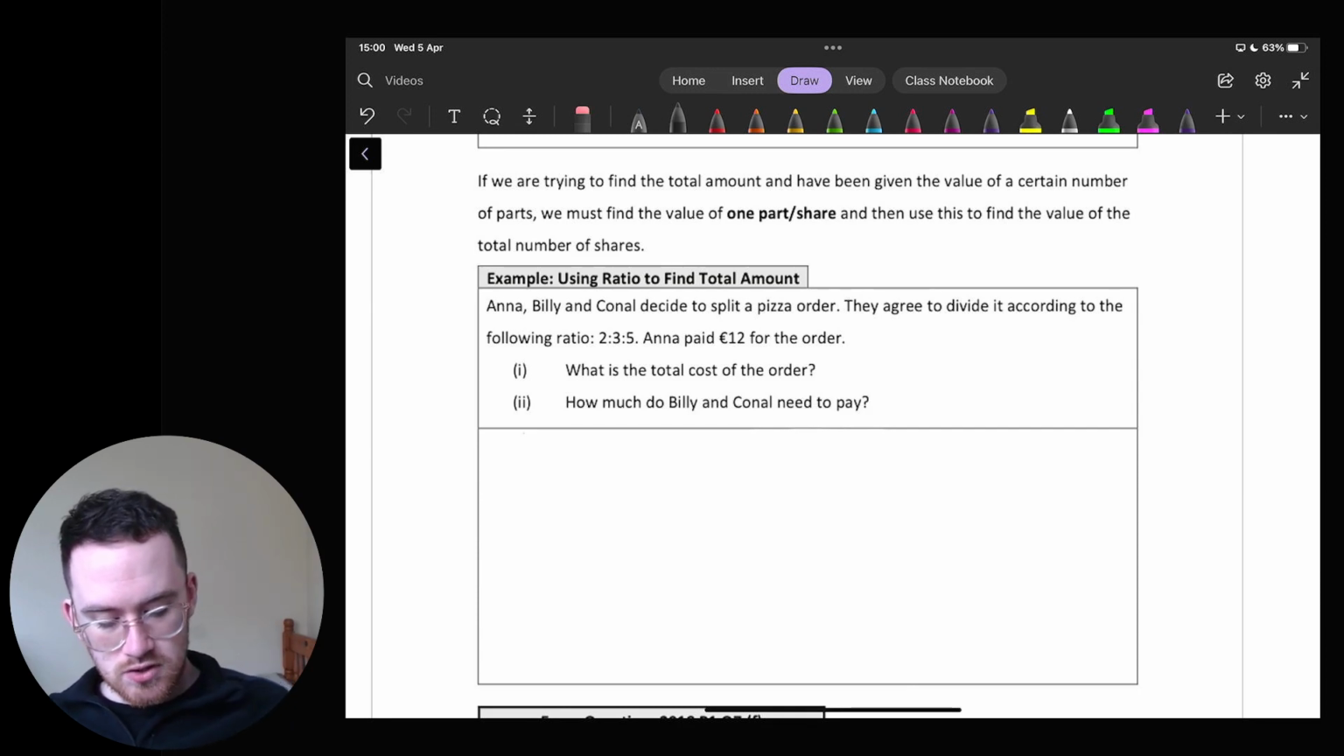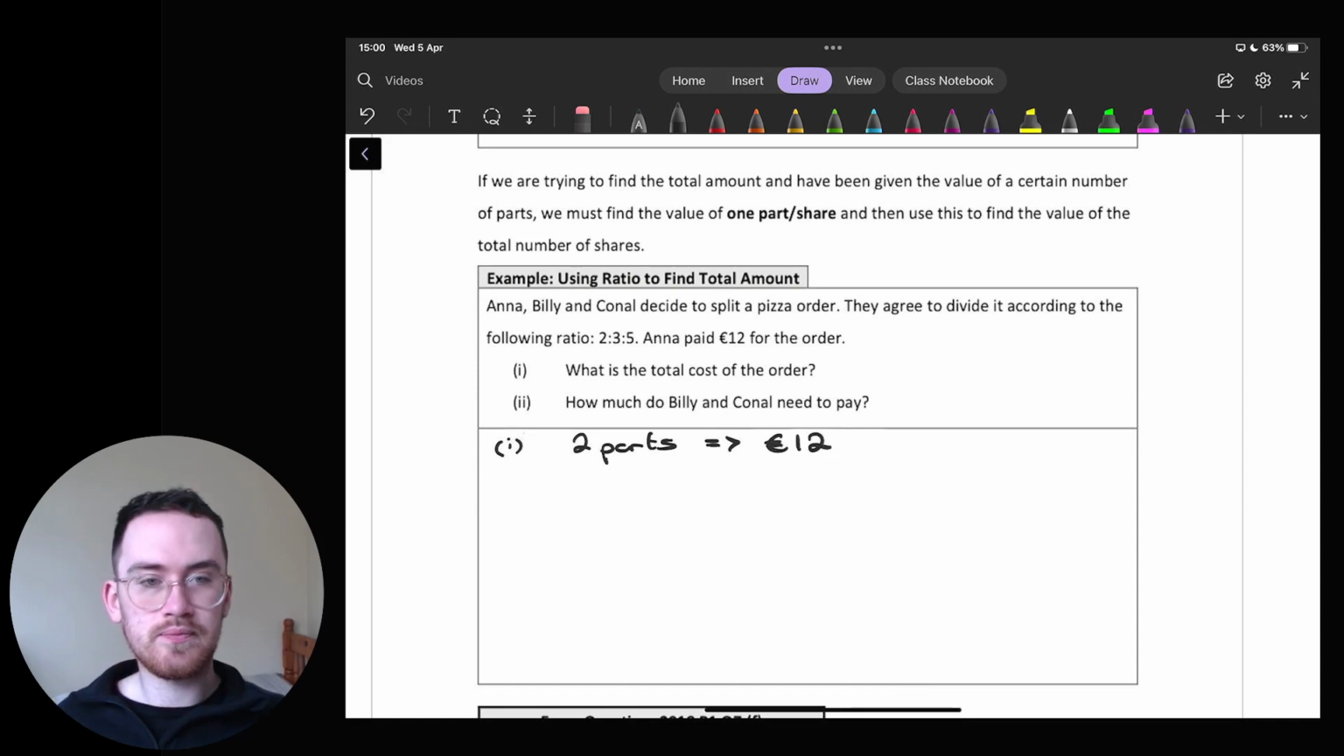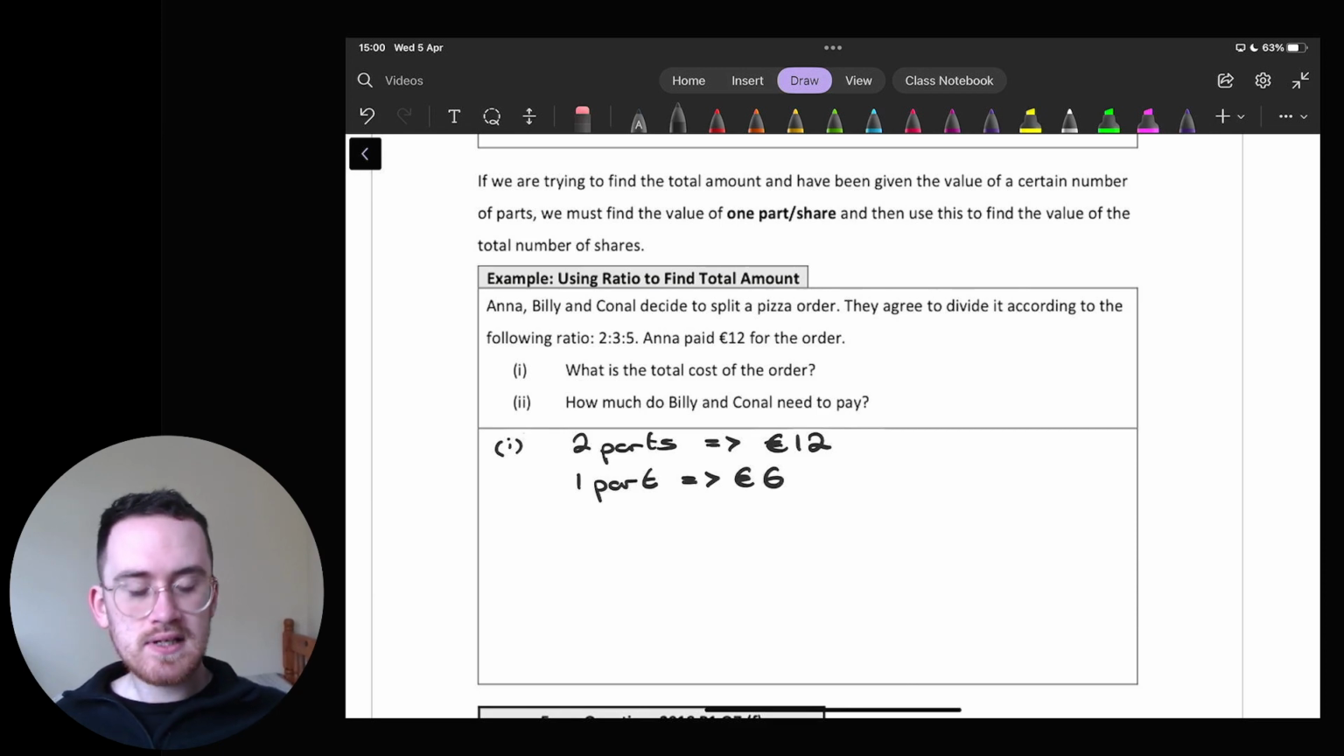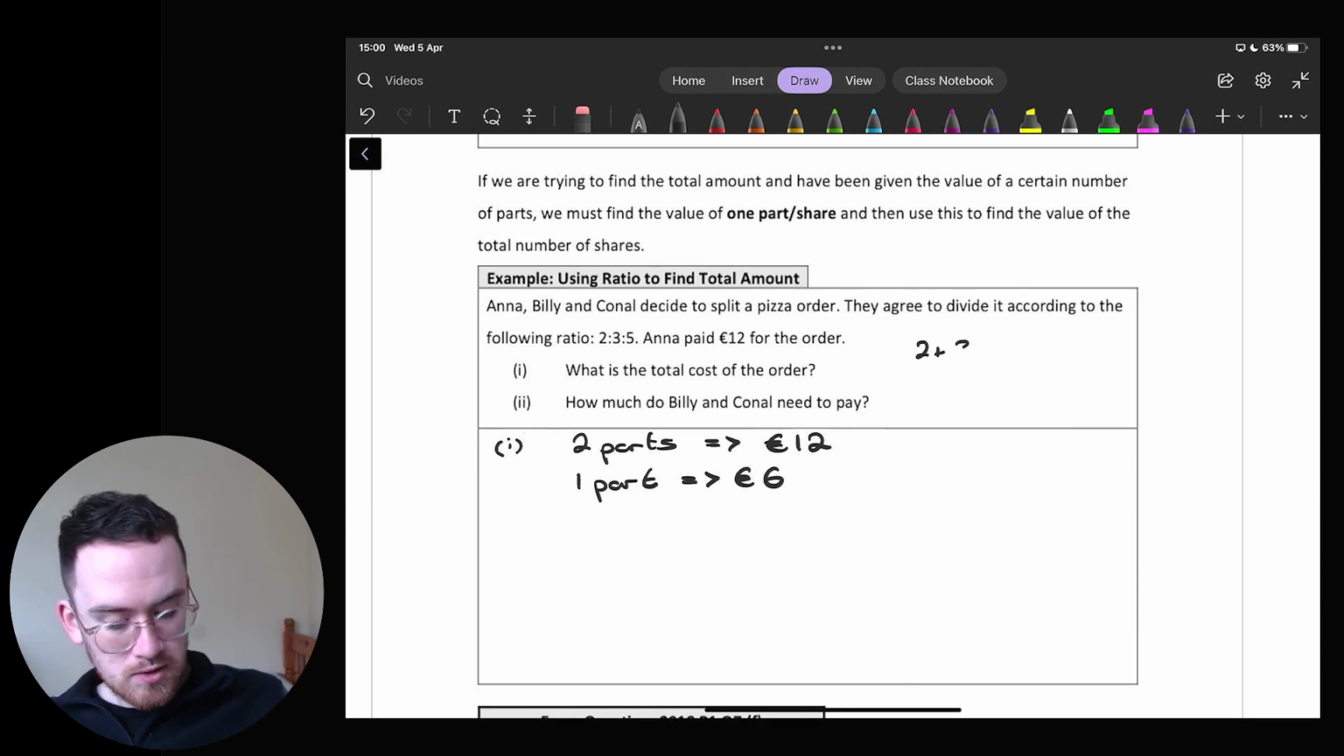So let's work out the total cost of the order. 2 parts, or 2 shares of my whole order, would be €12. If I want to find 1 part, or 1 share, I divide that by 2, which would be 6. How many do I need altogether? We can add up how many shares there were altogether, 2 plus 3 plus 5, which is 10. So 10 would be 60 euro.